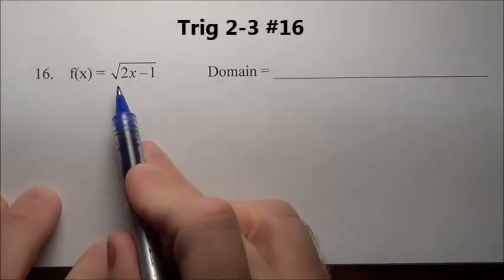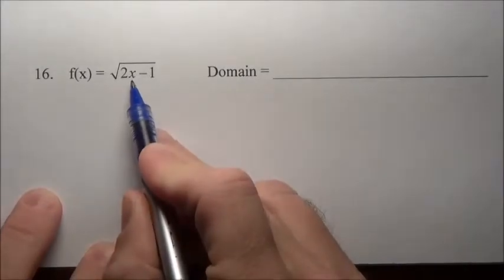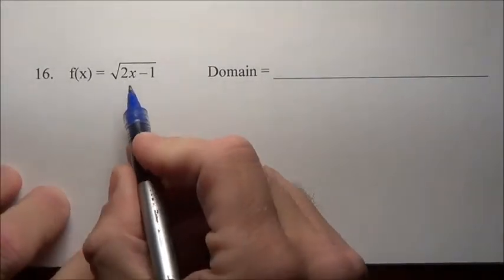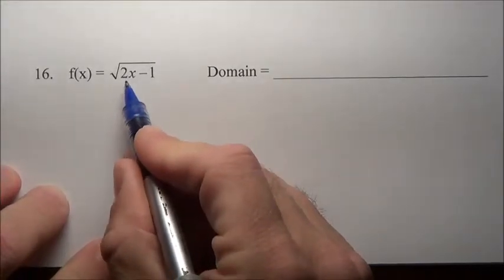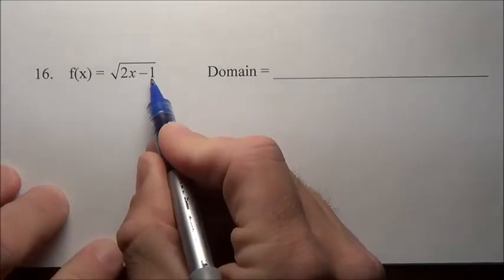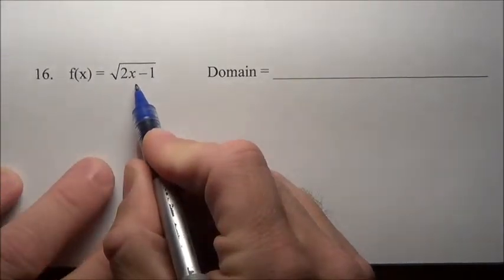16, it says f of x is equal to the square root of 2x minus 1. It wants to know what is the domain. Which x's can we plug in here and get a solution? Well, if you and I try to plug in negative 10, 2 times negative 10 would be negative 20. Negative 20 minus 1 would be negative 21. You can't take the square root of a negative.